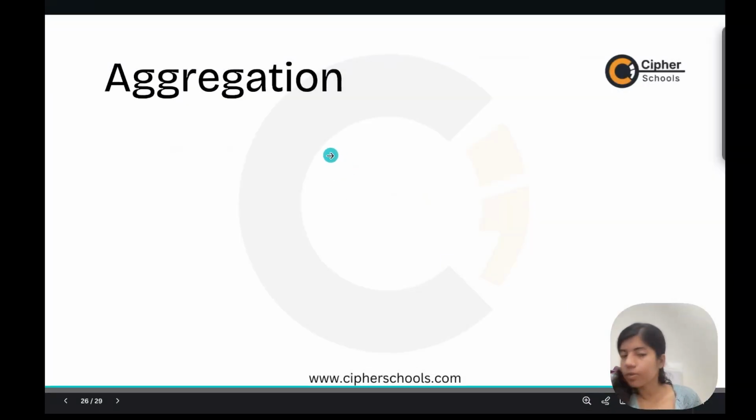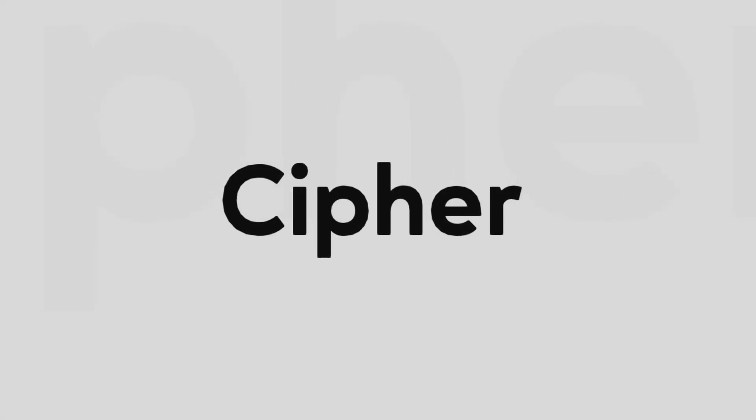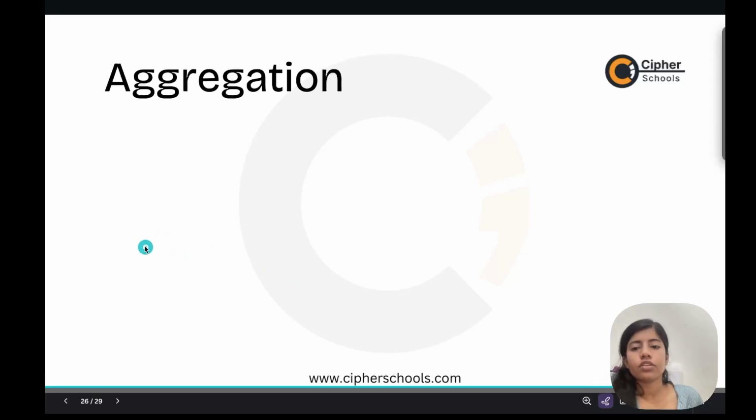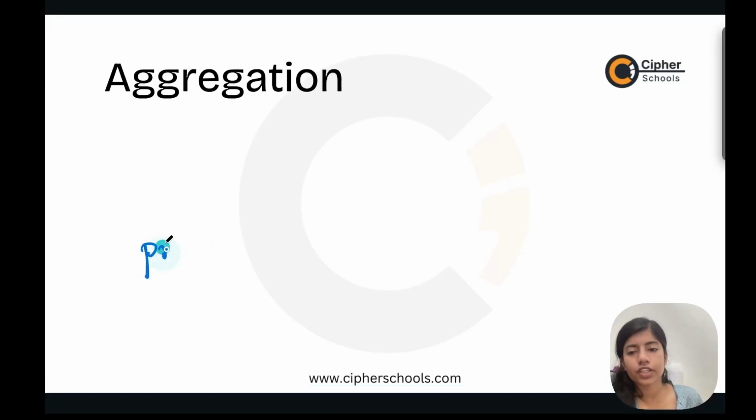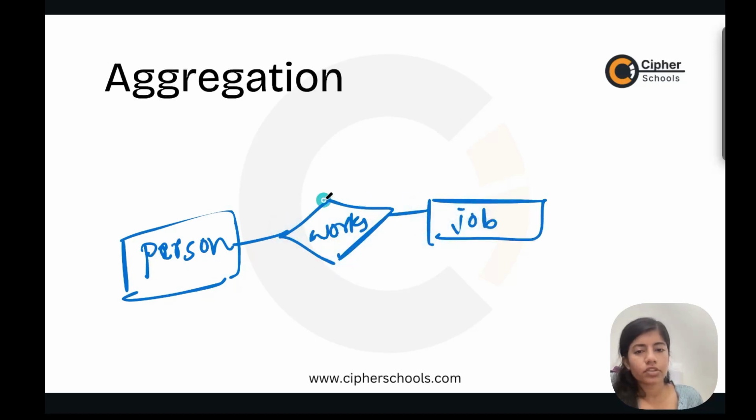Let us try to understand aggregation. Before we start with the technicalities, let us consider this example. Now, the ternary relationship which we discussed before had some person. That person works on some job, and the same person also works on some project.